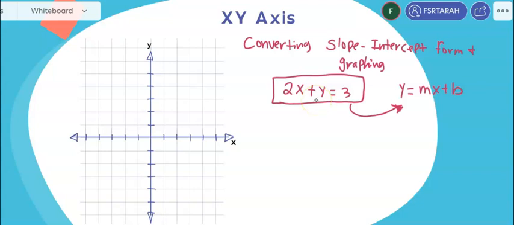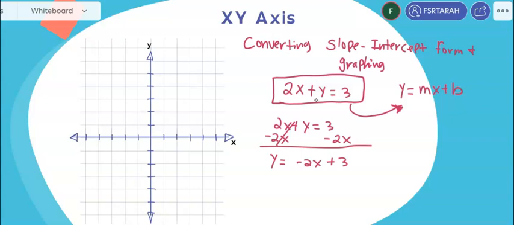So first, we're going to leave the y on this side. So we're going to do some algebra here. I'm going to leave the y on the left side, and I'm going to move the 2x to the right by subtracting it. So that'll give me y equals negative 2x plus 3. Okay, so you see now it's similar to that form. So now with this form, I can start graphing.